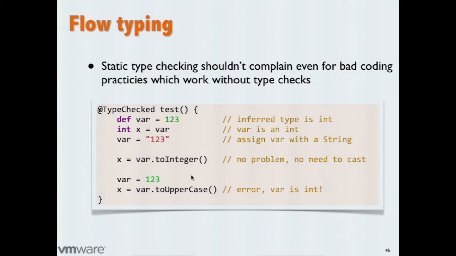But if you're changing the value and the type of that variable, let's say here I can call toInteger because Groovy figures out that this is actually a string. But then I'm putting back an integer, a number. And if I call toUpperCase, it's going to throw a compilation error because you changed the type of var again, and now it's a number, so there's no toUpperCase method, right? So it's following the flow of assignments to figure out that at this point it's containing a string, a number, etc.